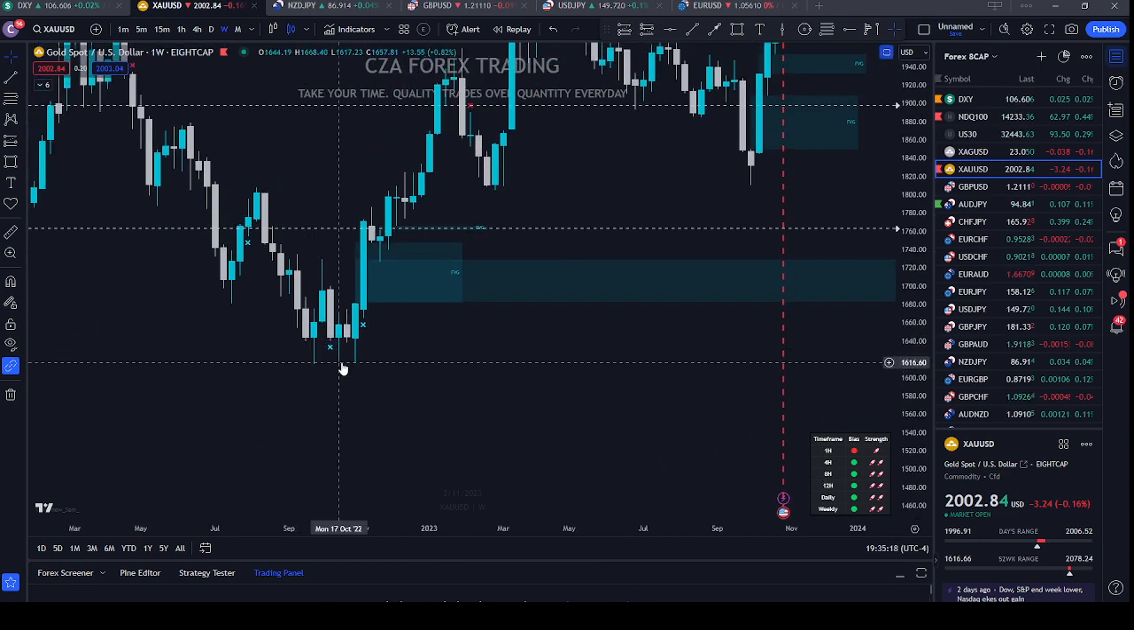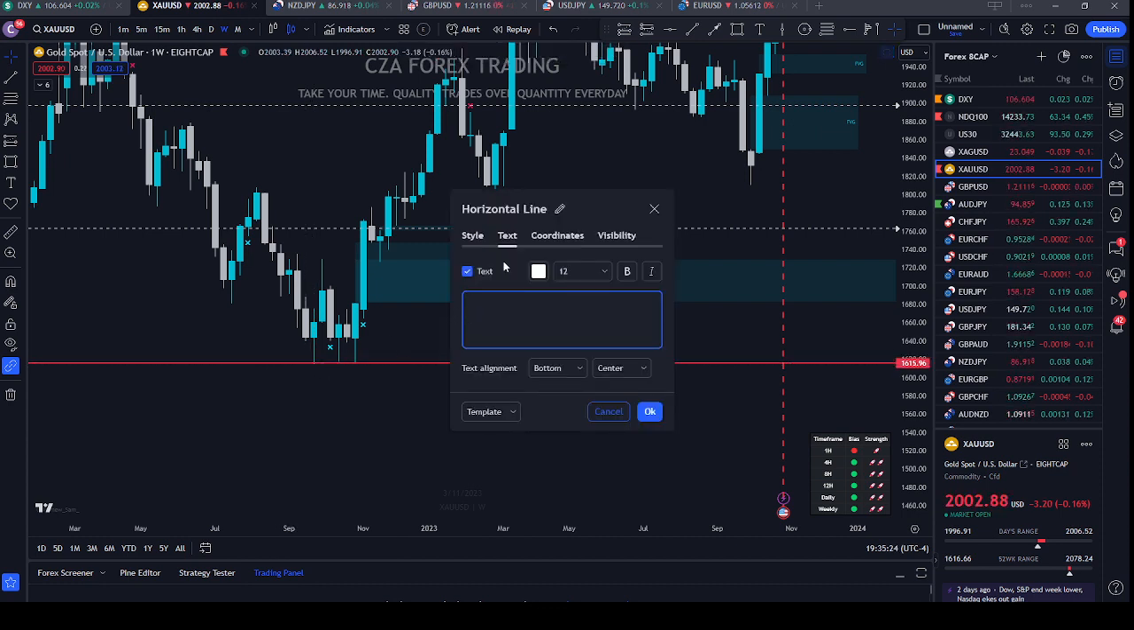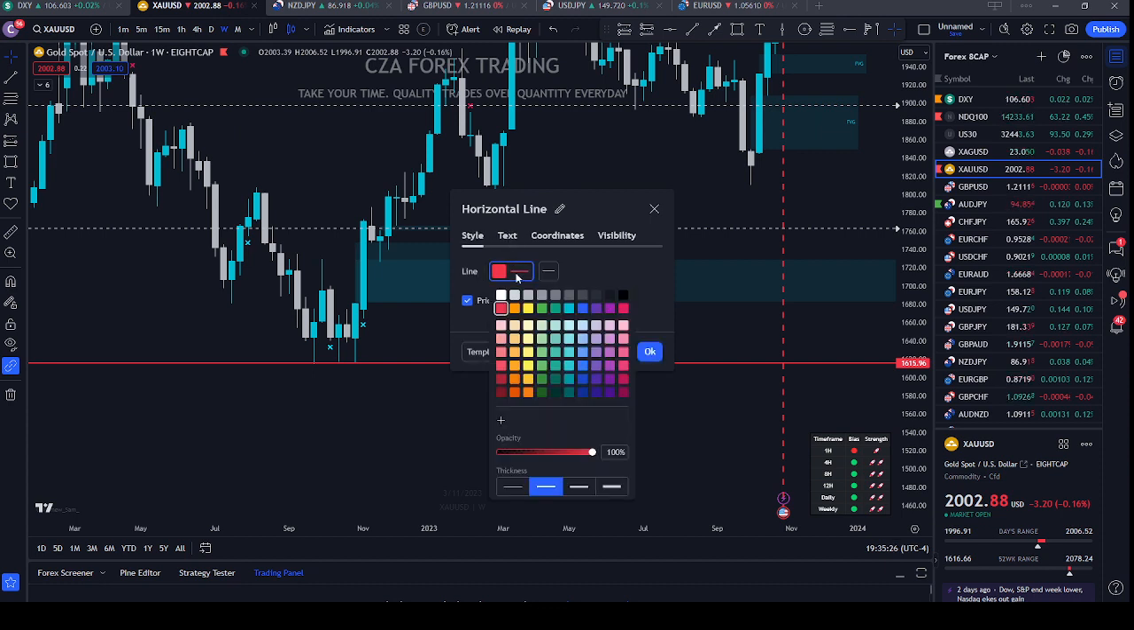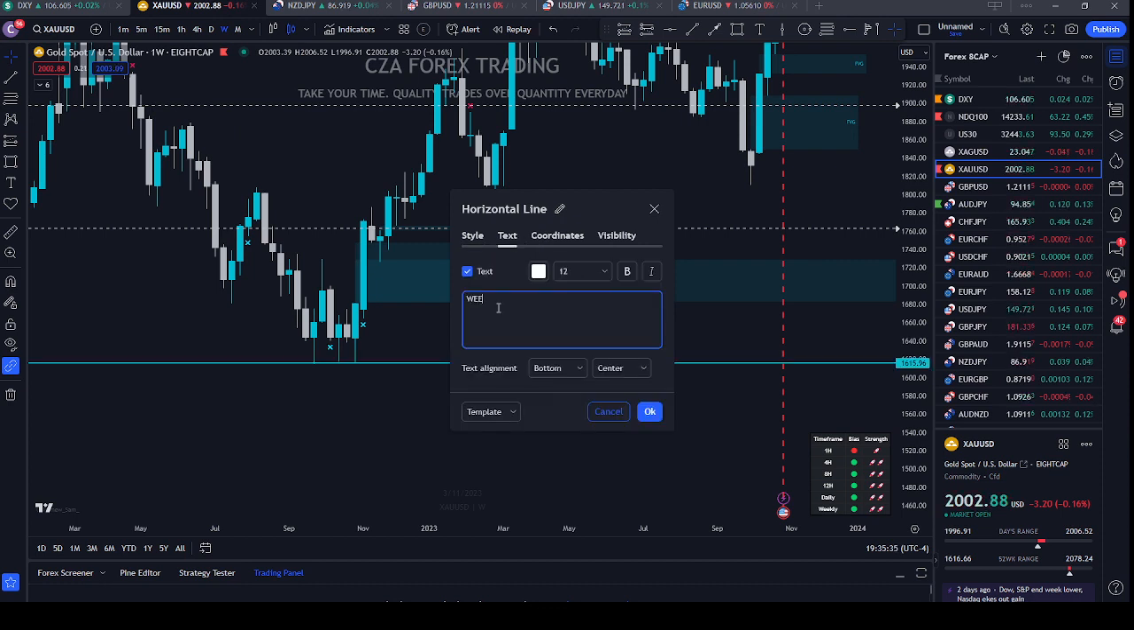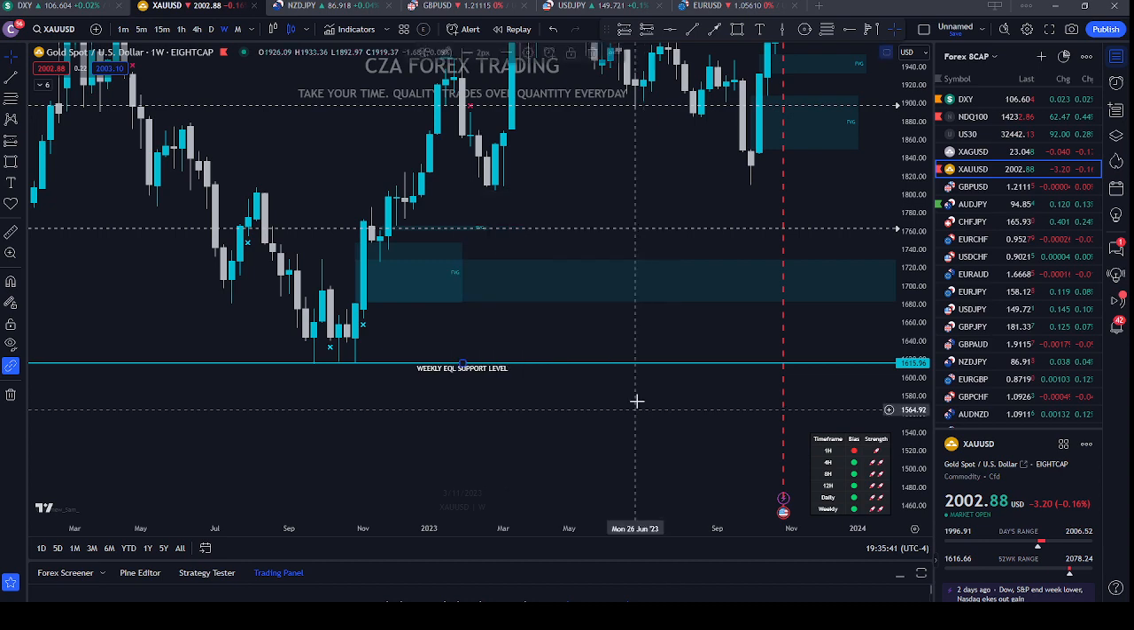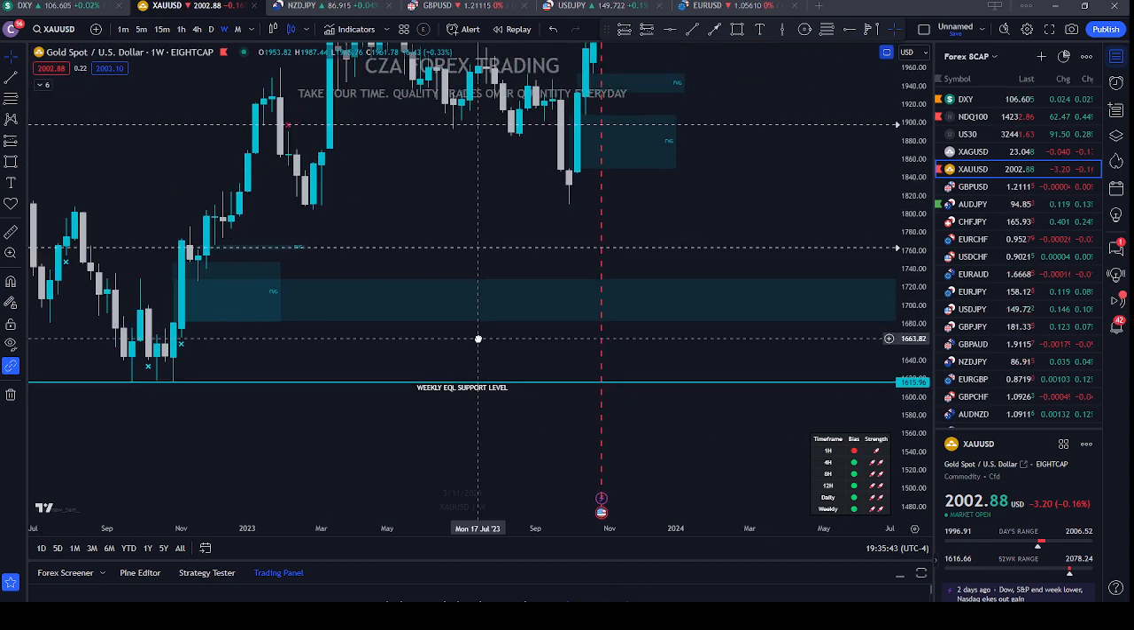3 equal lows. That's actually really nice there too. Let's identify that area too. I'm gonna identify that as support level. Weekly equal lows. Support level. At that level, you can probably look into some scalps.